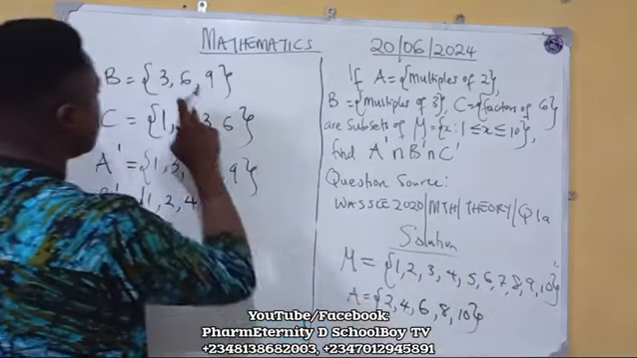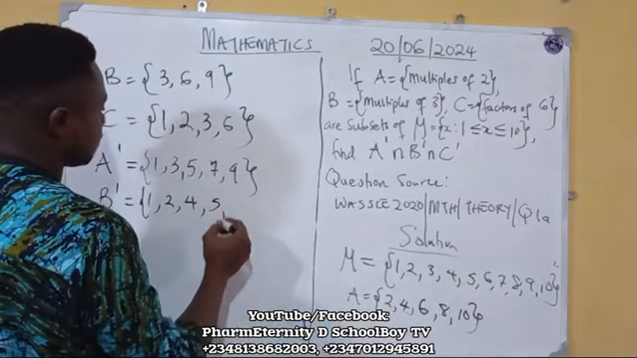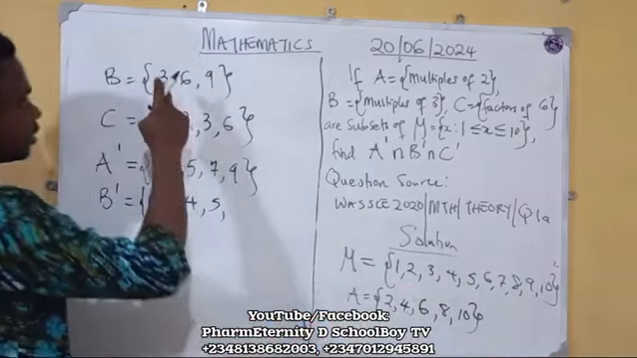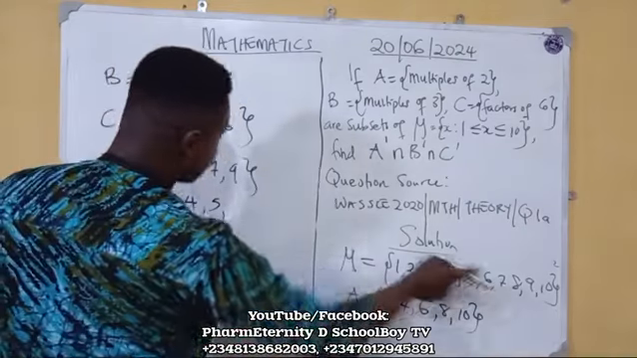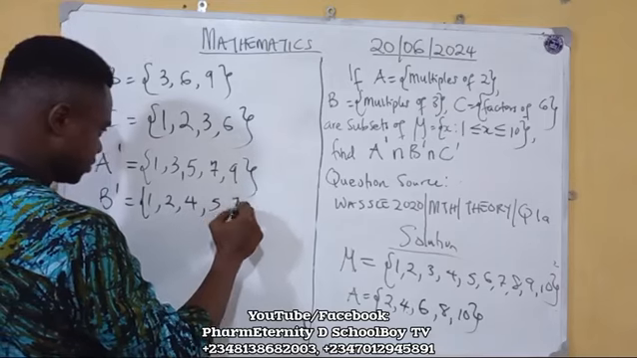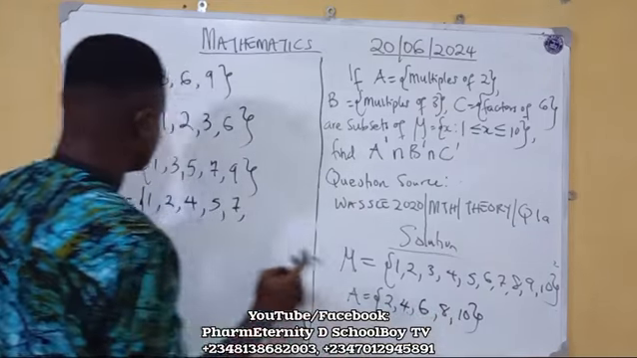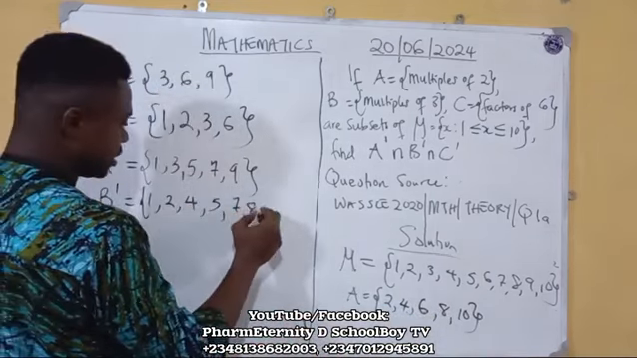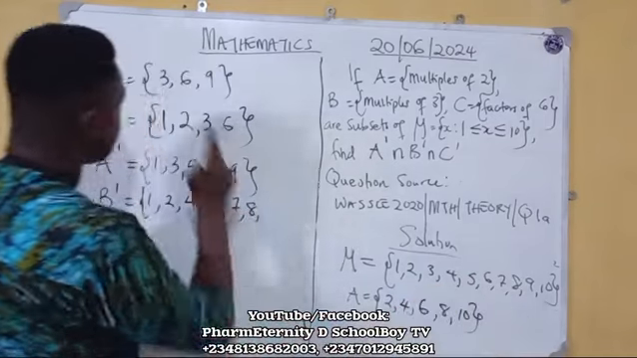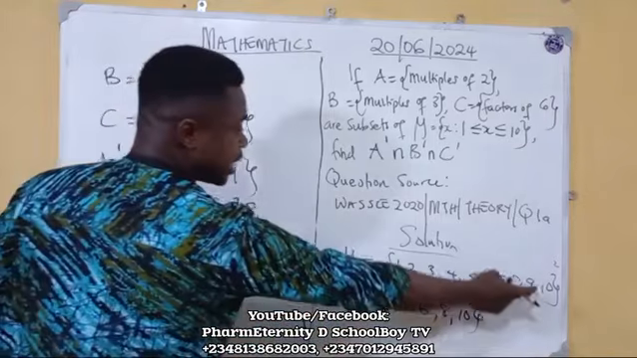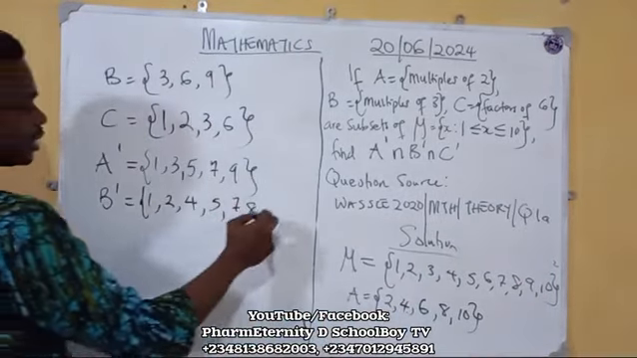5 is here, no 5 here, so I'll write 5. 6 is here, there's 6, so I'll not write 6. 7 is here, there's no 7, so I'll write 7. 8 is here, there's no 8 here, so I'll write 8. 9 is here, there's 9, so I'll not write 9. 10 is here, there's no 10, so I'll write 10.